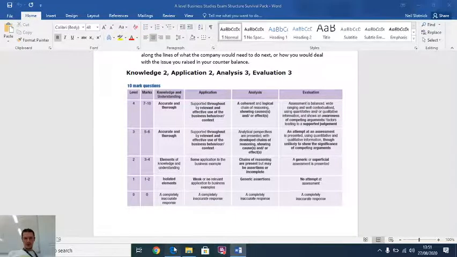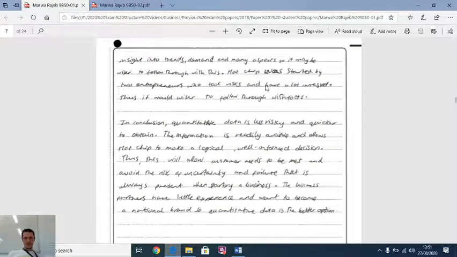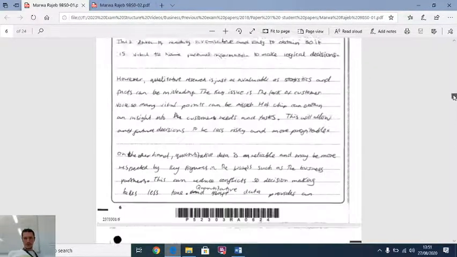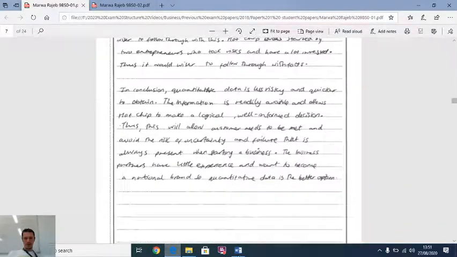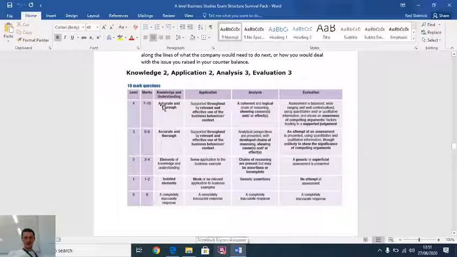Okay, let's just have a very quick look. So she got herself 9 out of 10. Yeah, okay, that kind of works. It was accurate and thorough. It was relevant and effective use of the business behavior and context, logical chains of reasoning, well balanced. She's put in the for and against structures, the awareness of competing arguments. She's brought in the idea of risk factors and a supported judgment.